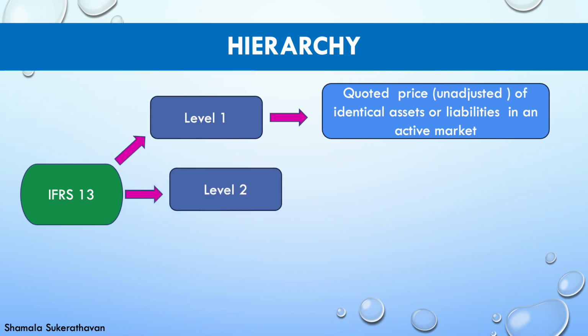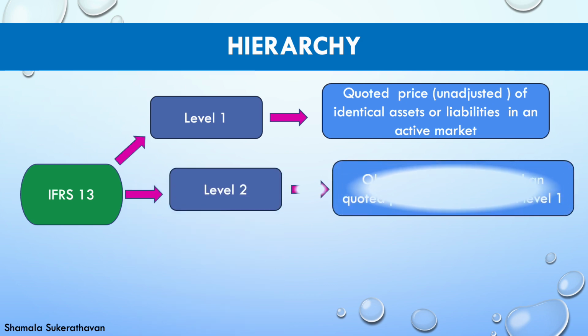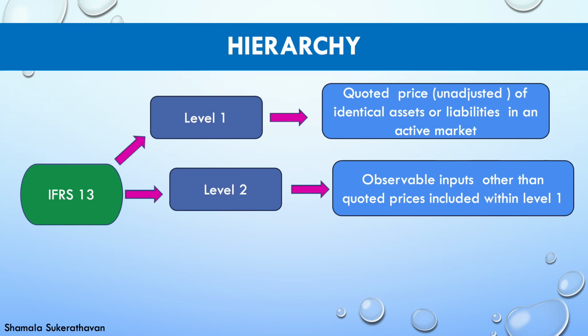Level 2 inputs are inputs other than quoted prices included within Level 1 that are observable for the asset or liability, either directly or indirectly. This may include: 1. Quoted prices for similar assets in active markets. 2. Quoted prices for identical or similar assets or liabilities in less active markets. 3. Observable inputs other than quoted prices for an asset or liability, for example, interest rates.